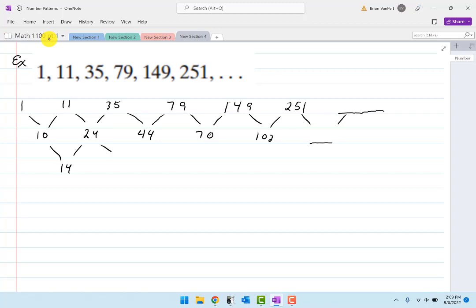I'll have 14, 20, 26, 32. Indeed, I see the pattern now because the bottom row now is going by sixes again. That means this one should be 38, which means that this should be 140. 102 plus 38 is 140. And then 251 plus 140 is 391.